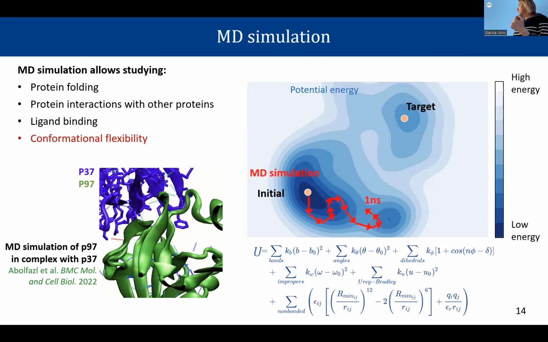If you want the simulation to go from this state and reach this state, it has to pass these high energy barriers. This is low energy, and here you have high energy. Sometimes you need very long simulations, and if you do a short simulation, then you will stop in some local optimum here.